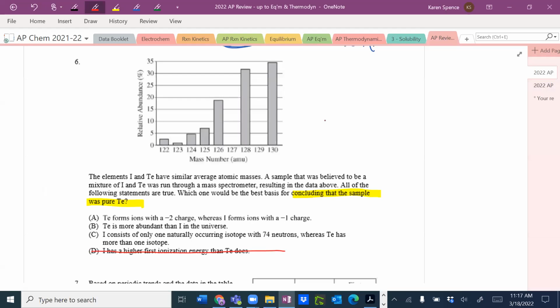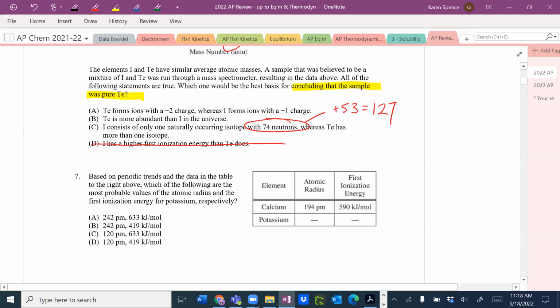127. Okay. So if it is true that iodine has only one isotope with 74 neutrons, that equals 127, and we have nothing here at 127. So that would be the basis for concluding that this is pure Te, because we don't have anything at 127. And if iodine is pure at 127 for its mass, then it cannot be that. Excellent.